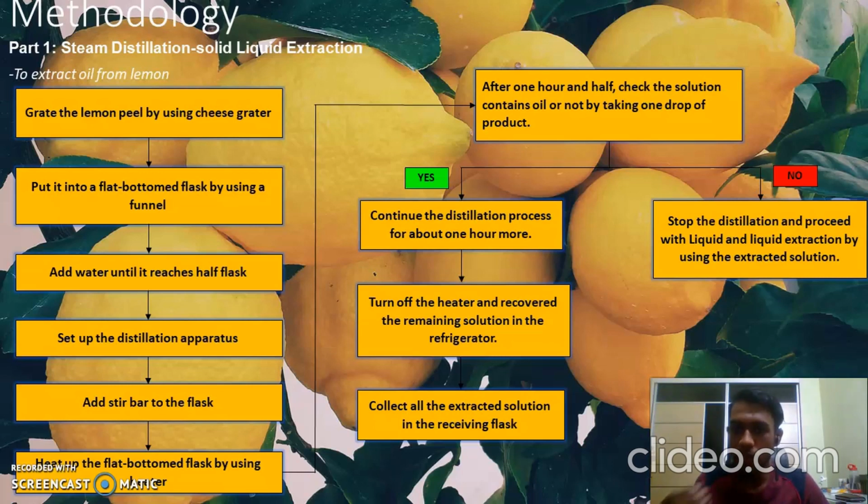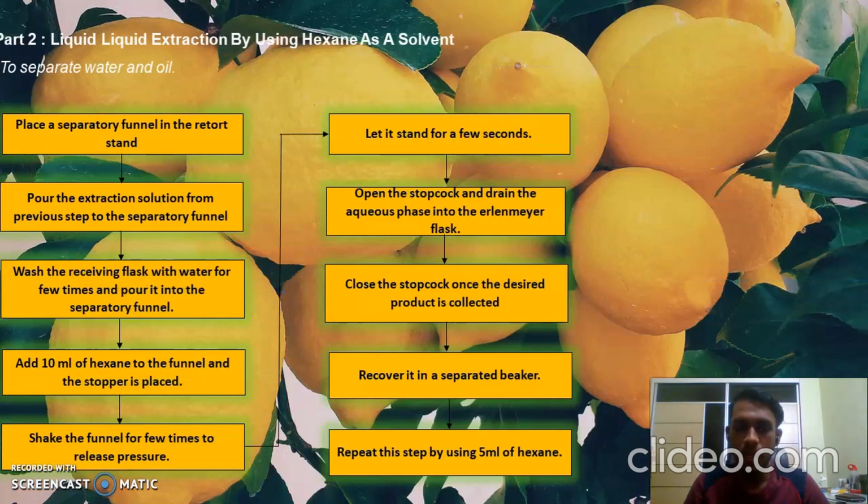If no, when you check and there is no oil product, you need to stop the distillation and proceed with liquid extraction using the extracted solution just now. Okay, this is the second part, which is liquid extraction using hexane as a solvent.